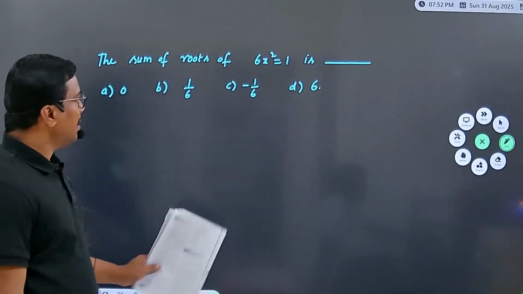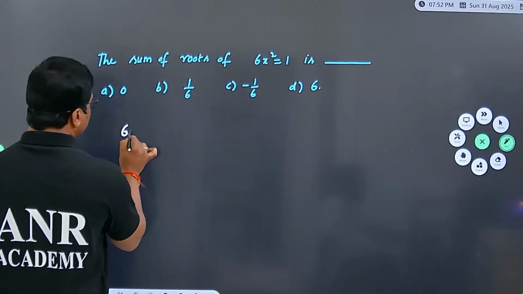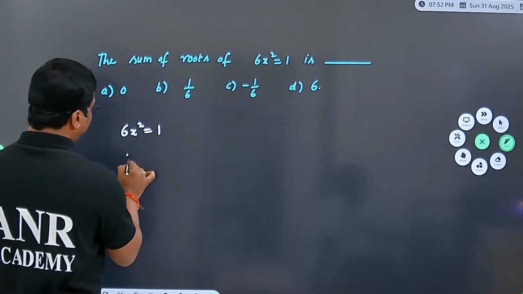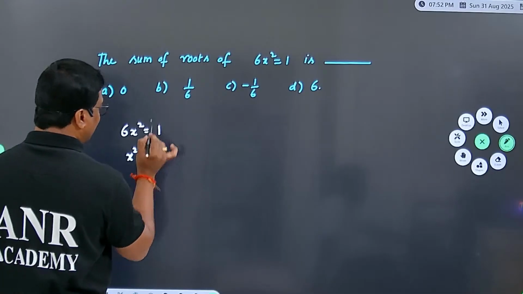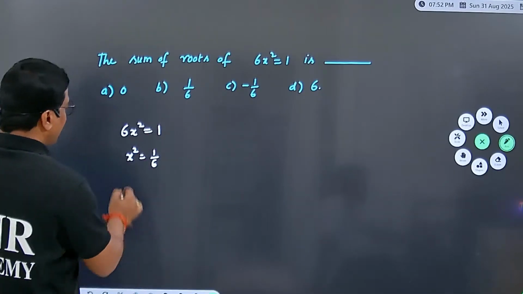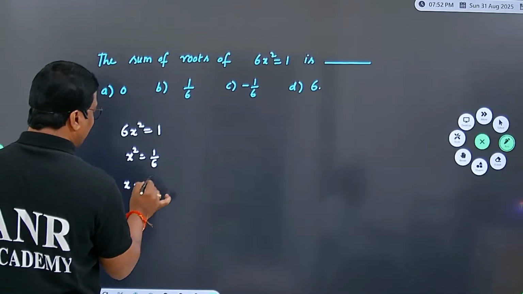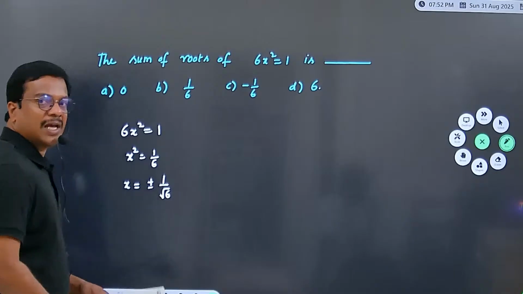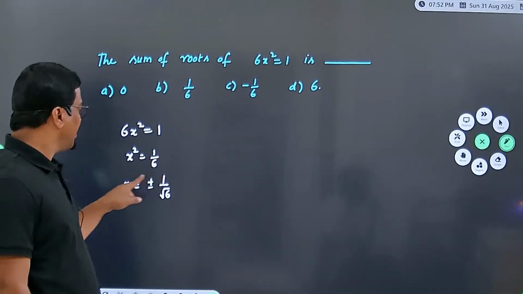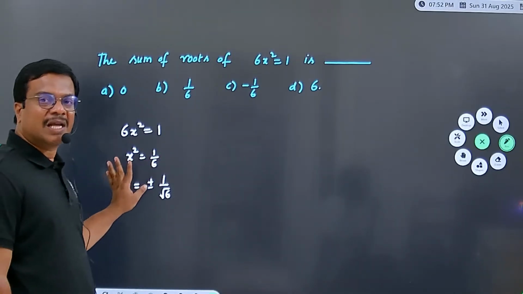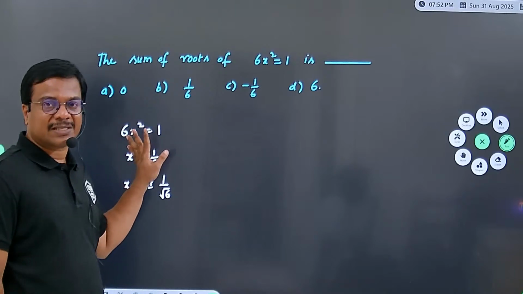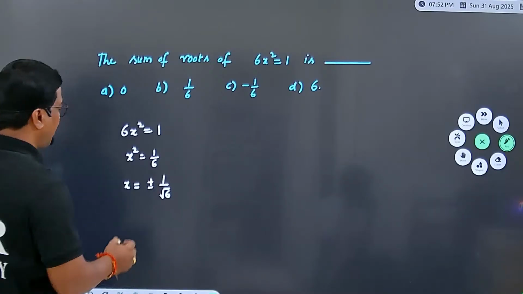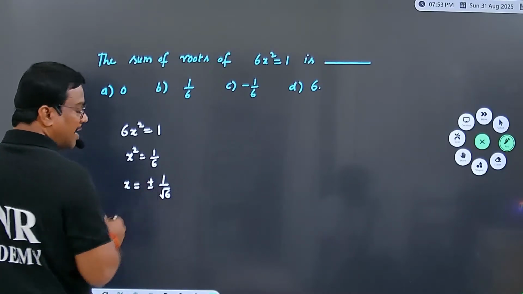See here, given that 6 times x square value equal to 1. And from this I can write the value of x square equal to 1 by 6. And from this, the value of x becomes plus or minus 1 by root 6. Applying square root on both the sides, the value of x becomes plus or minus root over 1 by 6. Root 1 value 1, root 6 in the denominator part. One is with positive sign and the other with negative sign.